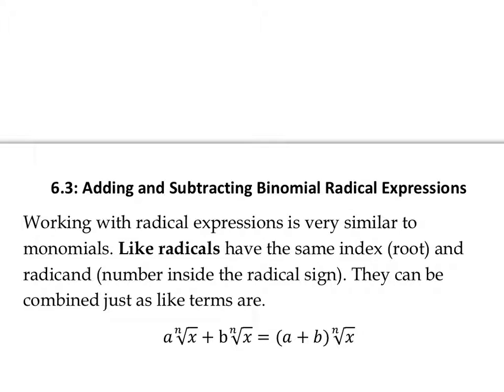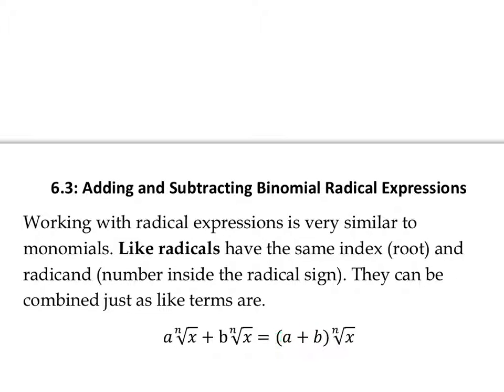Like we can't add 2x and 5y because one has an x and one has a y. Well, with radicals, like radicals are ones that have the same index, the n, the root. These have to be the same root, and if they are, and what's inside the radicands are the same, then we can add the a and the b out in front. As long as this x and x are the same, and the n and the n are the same, the radical doesn't change, and we add those numbers in front of the radicals.